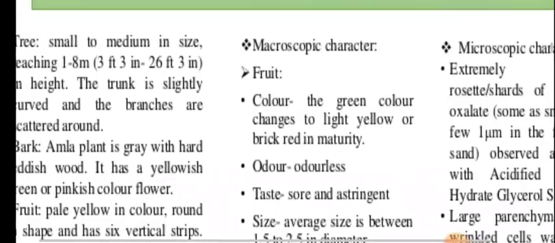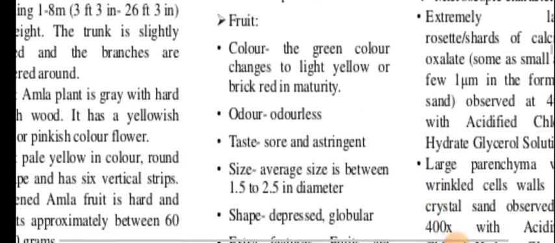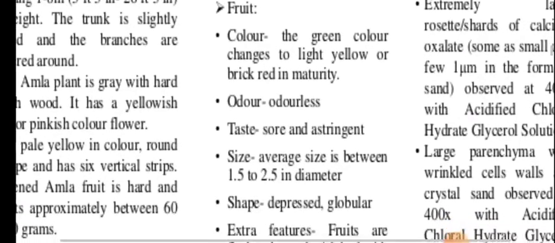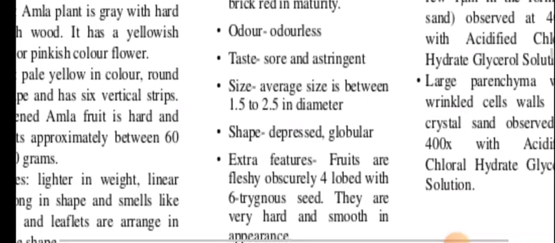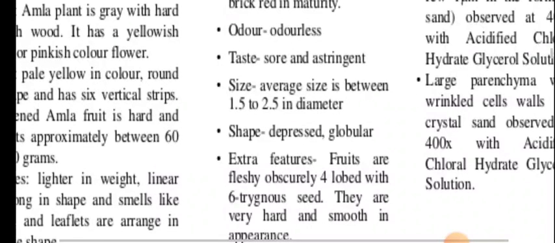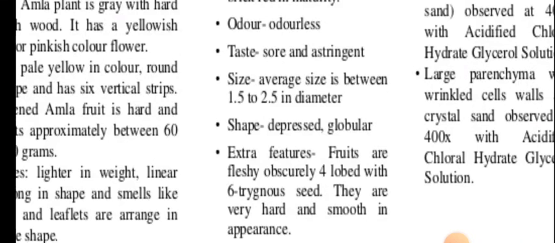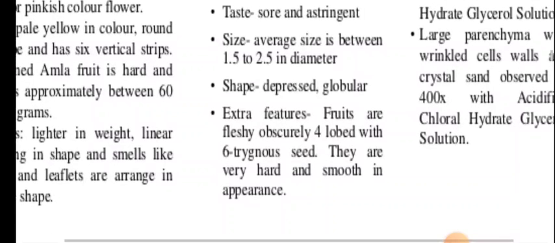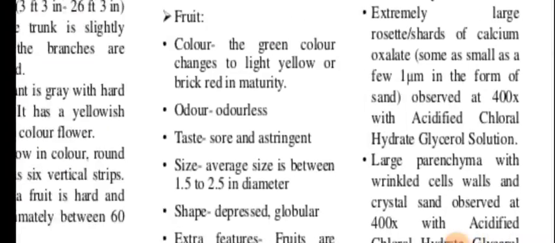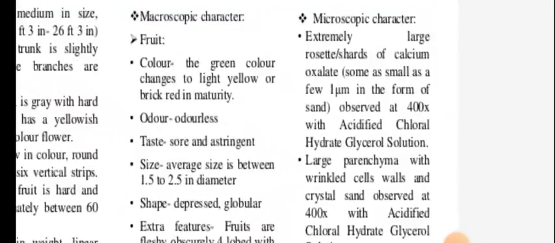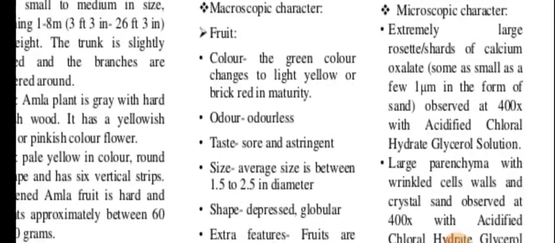Then macroscopic characteristics: color green, then light yellow or brick red, odorless, taste sour to astringent, size 1.5 to 2.5 centimeter in diameter, shape depressed globular, extra features four-lobed, right? Then they are very hard and smooth. Secondly, there are the microscopic characteristics.